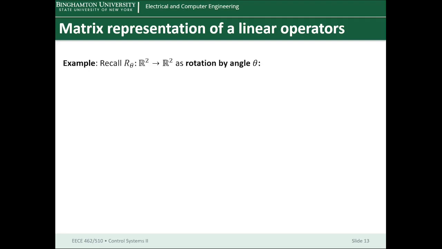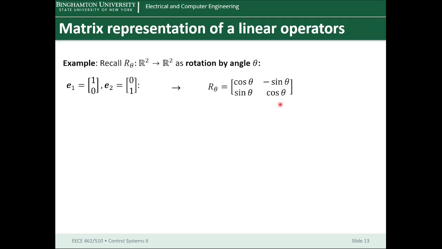Let's go back to our example of rotation by an angle theta. Recall that in the standard basis, that is the basis vectors (1, 0) and (0, 1), the matrix representation of the rotation operator is R theta. And R theta is the familiar 2 by 2 matrix with cosine of theta and minus sine of theta in the first row, and sine of theta and cosine of theta in the second row.